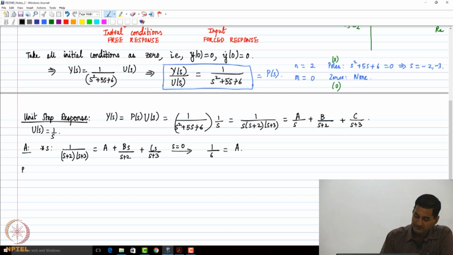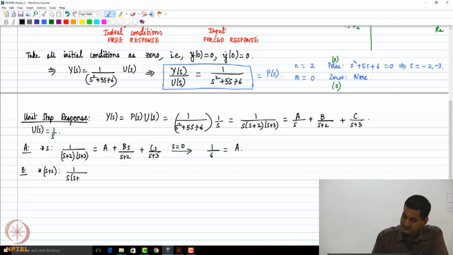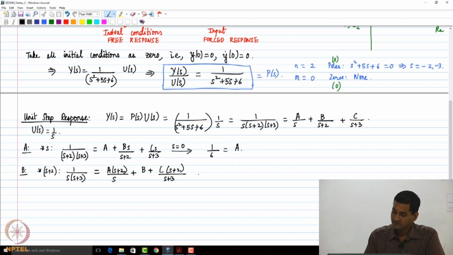So similarly, if I want to figure out the residue B, I multiply by s plus 2. So what do I get? I get 1 by s times s plus 3. That's going to be equal to A times s plus 2 divided by s plus B plus C times s plus 2 divided by s plus 3, right? That's what is going to happen. And here I substitute the root of s plus 2, and that's going to be s equals minus 2. So what are we going to have? Minus 2 and plus 1, that's going to be minus 1 by 2. So that's going to be B.